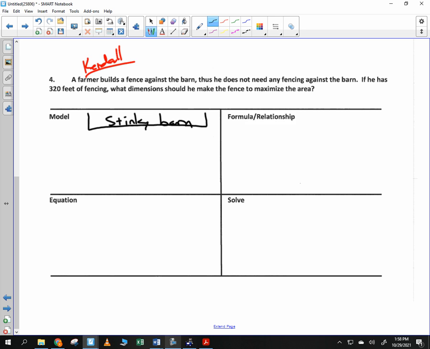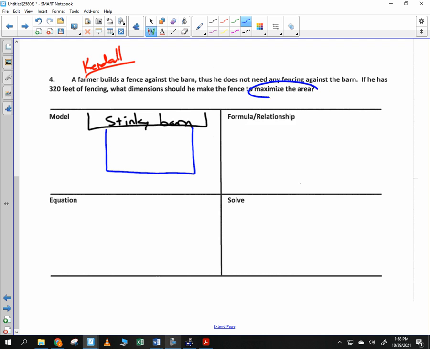Does it make sense that she would say, hey, I've got a limited amount of fencing to use, so I'm going to put it up against the barn, that way I don't have to use fence there? That's kind of smart, huh? She must be a pre-calc student or something. All right, so Farmer Kendall's going to put the fence there. What's her goal?